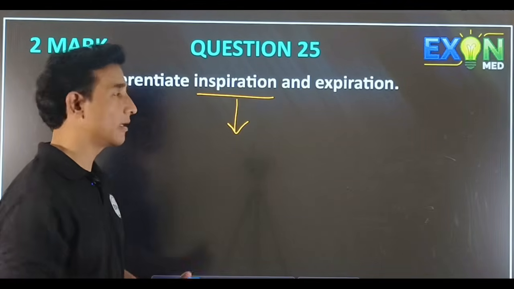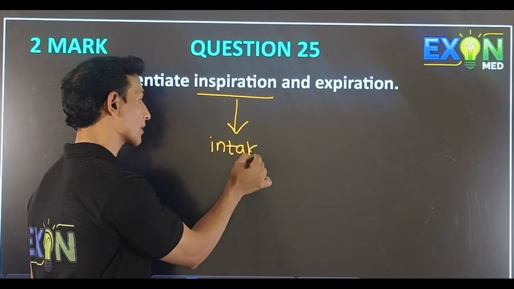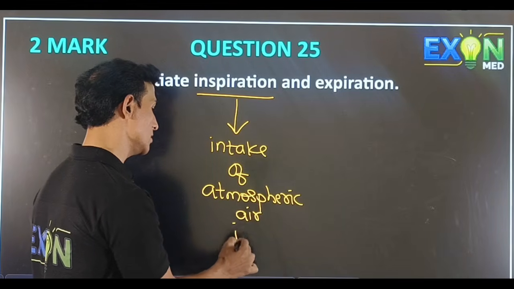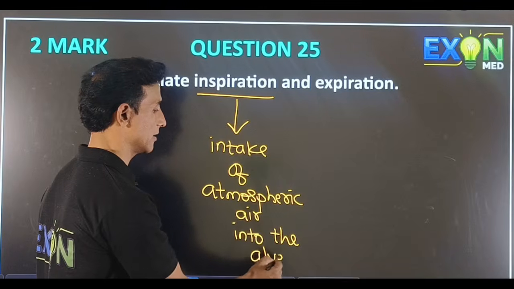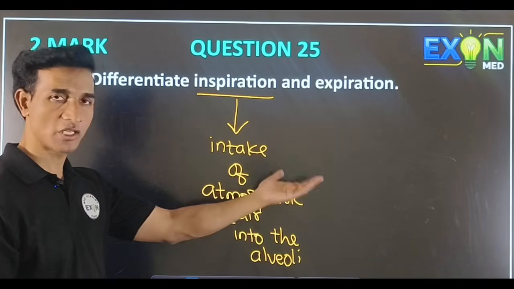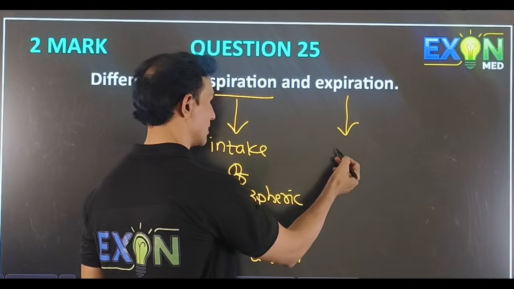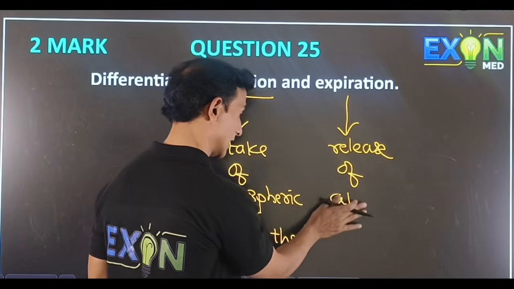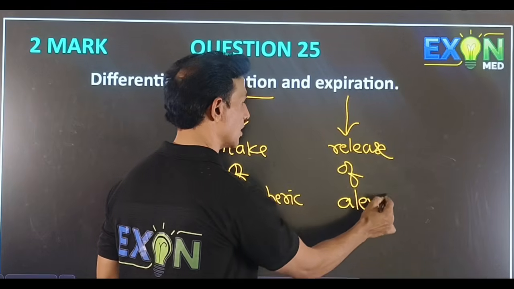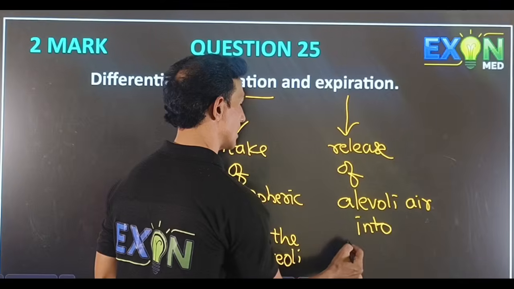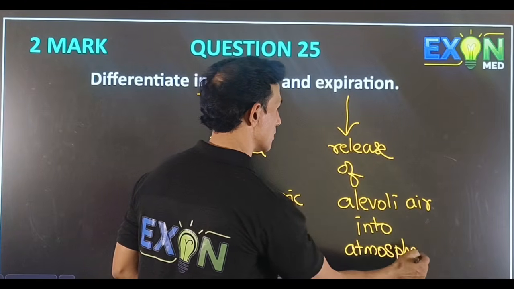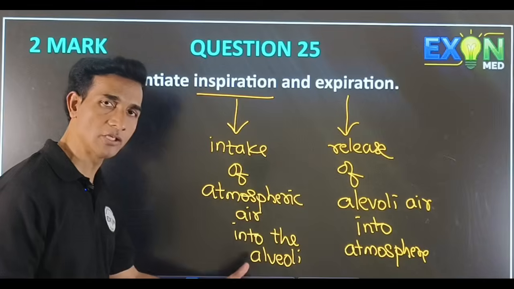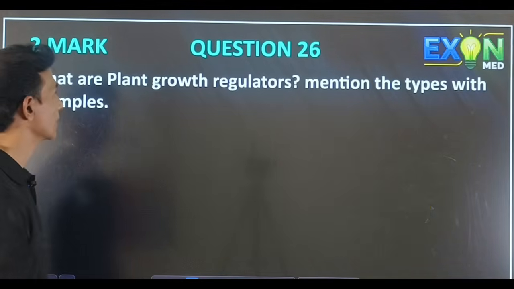Differentiate between inspiration and expiration. Inspiration is the intake of atmospheric air into the lungs or alveoli. It's called inspiration, and expiration is the opposite of that. So intake, you can take the opposite word, release, of alveoli air into the atmosphere. So release of alveoli air to the atmosphere is called expiration, and if you take atmospheric air inside into the alveoli, it is called inspiration.